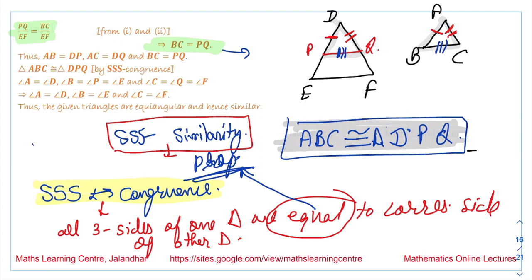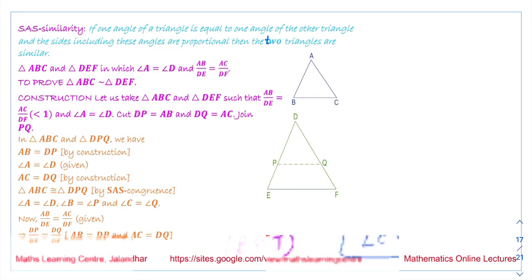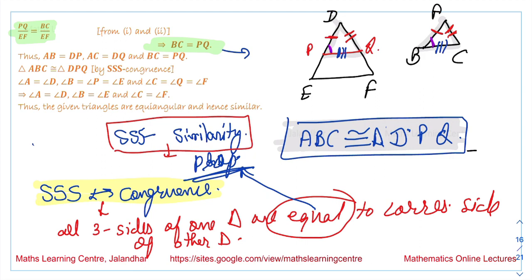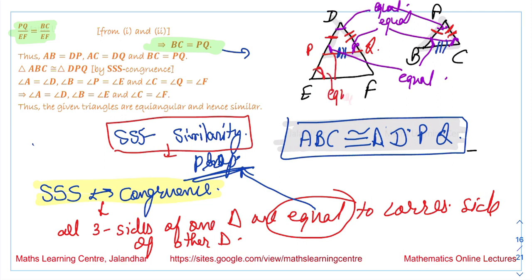If they are congruent, they will be similar also, but it is not necessary that two similar triangles will be congruent. So if both these triangles are congruent to each other, it means angle at B and P are equal. The angle at Q and the angle at C are equal. The angle at D and the angle at A are equal. We have already proved that the angles at P and E are equal, and the angles at Q and F are equal.